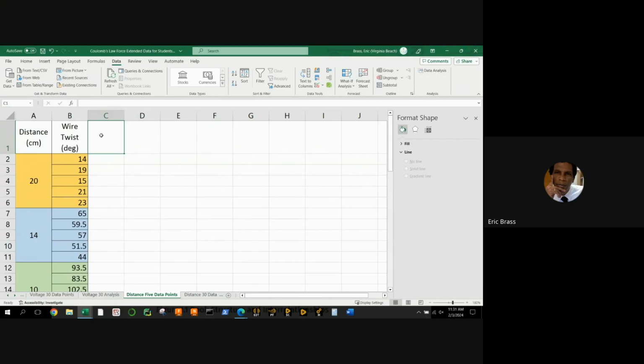Let's say this is going to be our distance in centimeters. All right. And then we're going to have our wire average wire twist angle. This is going to be in degrees.